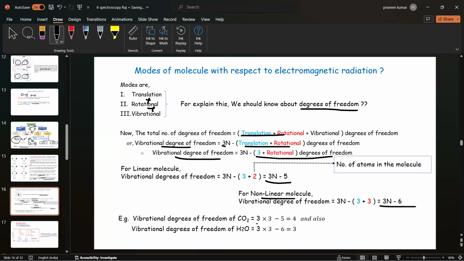See guys, for CO2, is it a linear or non-linear molecule? Linear. That's why the formula 3n minus 5 applies, where n is the number of atoms present in the molecule. CO2 has 2 oxygens and 1 carbon, so 3 into 3 minus 5, it's 4.